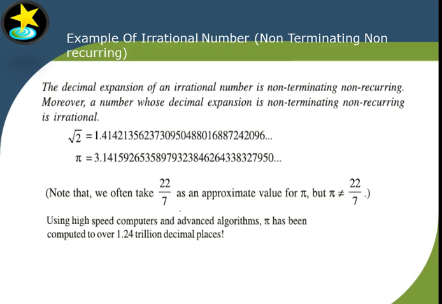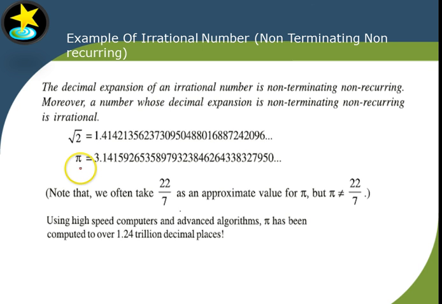Now an example of irrational numbers. The decimal expansion of an irrational number is non-terminating, non-recurring. Moreover, a number whose decimal expansion is non-terminating, non-recurring is irrational. Square root of 2 will give you a value as 1.41421356 and so on. So it's a big string of digits after the decimal, and not in a single place will you find the digits following a pattern where you can say that they are repeating.